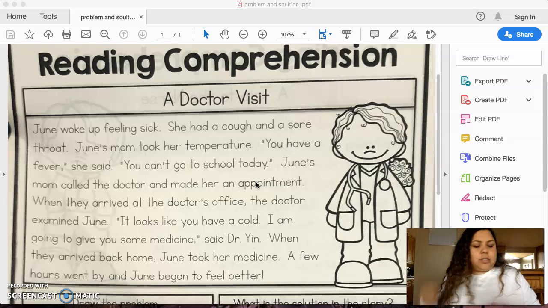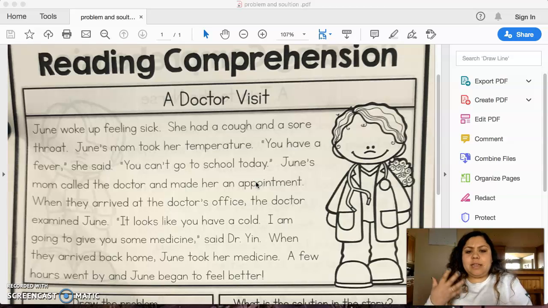Before I get started, I want to remind you what a problem and solution is. A problem is something like an issue or something you're having trouble with. For example, today is a very cloudy day and it's really cold. Miss Maravilla is super cold. So my problem is that I'm really cold. What could be a possible solution for Miss Maravilla?